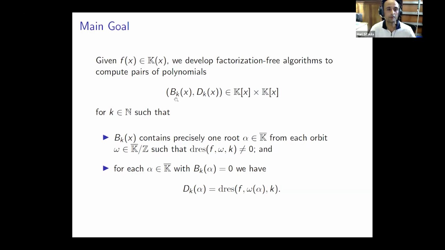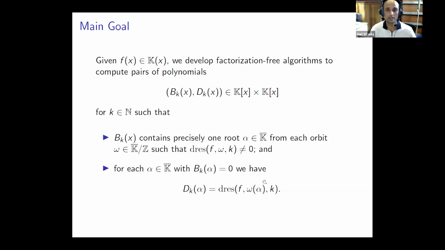I mean, we would like to compute bk of x and dk of x, which is analogous to the computation of the continuous residue of the rational function, but bk of x and dk of x should satisfy some basic properties. For example, bk of x contains precisely one root alpha from each orbit omega, and then the discrete residue of the rational function f on the same orbit of same order is not going to be 0. And if you evaluate the dk polynomial at the root of this bk polynomial that we evaluated using the algorithm, then it should give us the precise discrete residue of the rational function on the same orbit of same order.